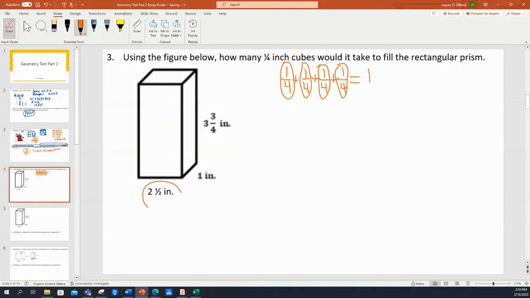But right here, I need to get 2.5, right? So I'm going to add 1/4 a few more times to get another whole. So how many 1/4s do I have now? I have 8, and I have 2 wholes. Now I need a 1/2. How am I going to get 1/2? Well, if you look at the diagram right here, you can clearly see that it's going to take 2 1/4s to get 1/2. So I'm just going to do 1/4 plus 1/4.